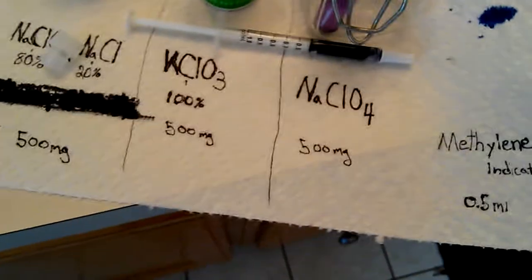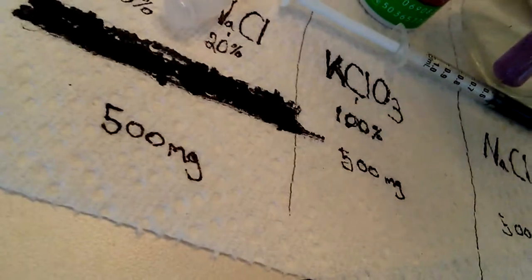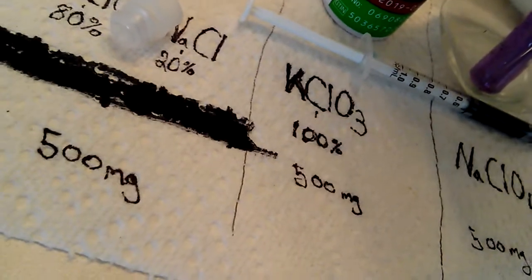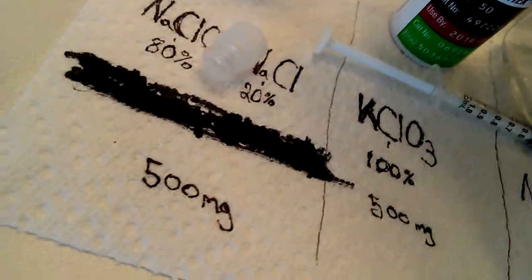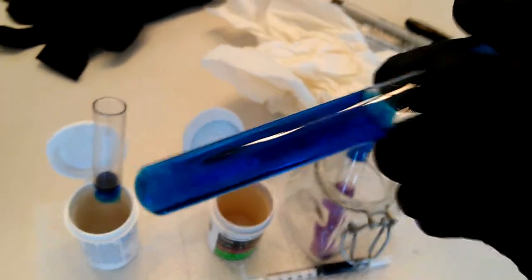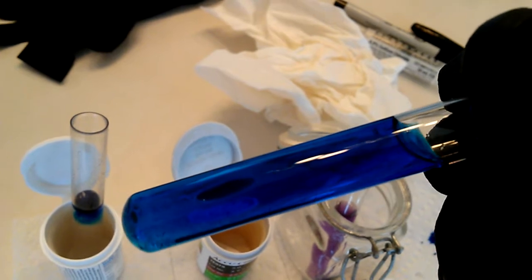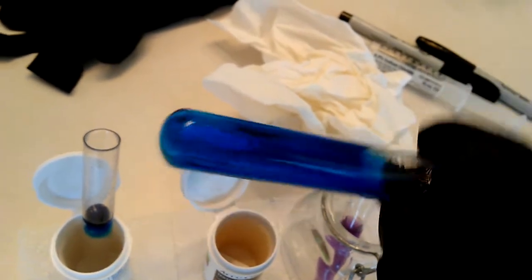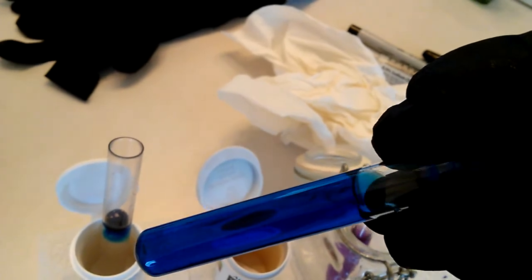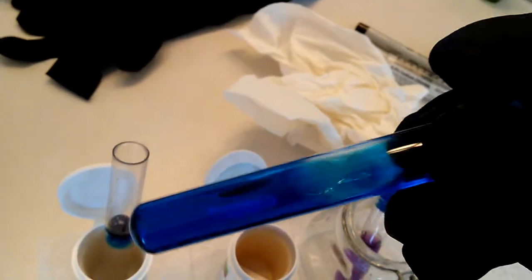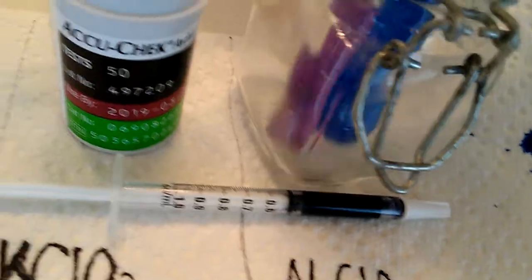Okay, so now, where the hell did the cap go for this one? There it is. Okay, this is the potassium chlorate. Okay, so that is just blue, no precip. Wow, looks like there might be a little tiny bit of precip. But it certainly isn't purple. You can see the difference right there. Huge difference.